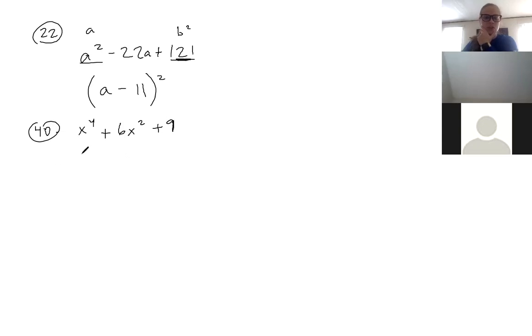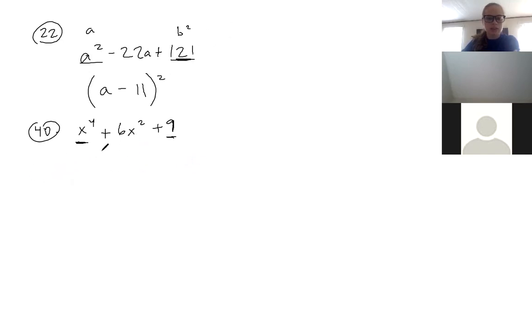This one's similar to what we just did with Sierra. Is this a perfect square trinomial? Yeah. Okay, so if it's a perfect square trinomial, you should be able to take the square root of x to the fourth and the square root of 9. So what is the square root of x to the fourth times 9? X squared times 3. There you go, 3x squared. Multiply that by 2 then, and it should be the middle term. Yes, it is. So this is a perfect square trinomial.